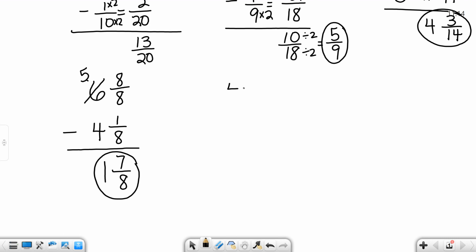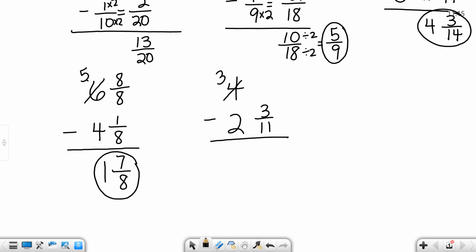Let's try another one like that. 4 minus 2 and 3/11. Okay, again, we don't have a fraction in our minuend to subtract 3/11 from. We need one, so we're going to regroup. We're going to take 1 whole away from the 4. That's going to make it a 3.